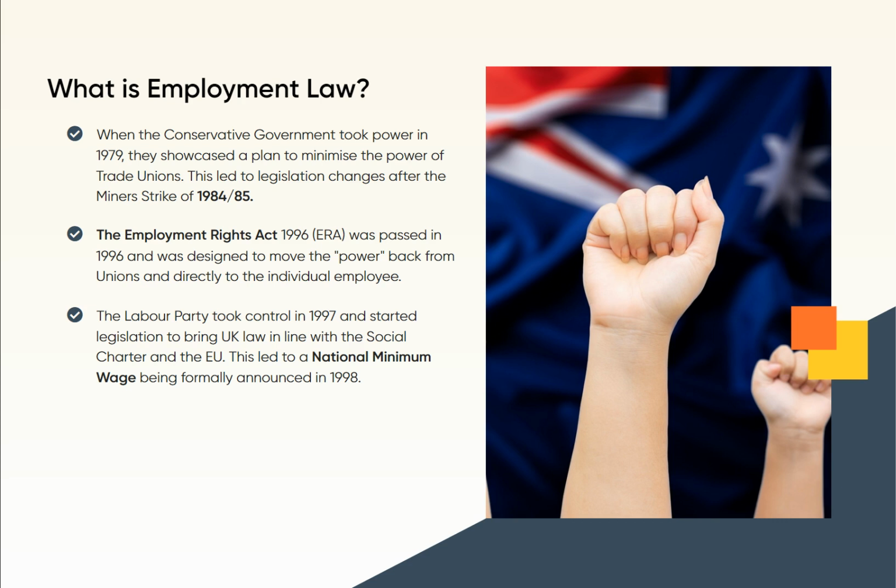The Labour Party took control in 1997 and started legislation to bring UK law back in line with the Social Charter and the EU. This led to a national minimum wage being formally announced in 1998.